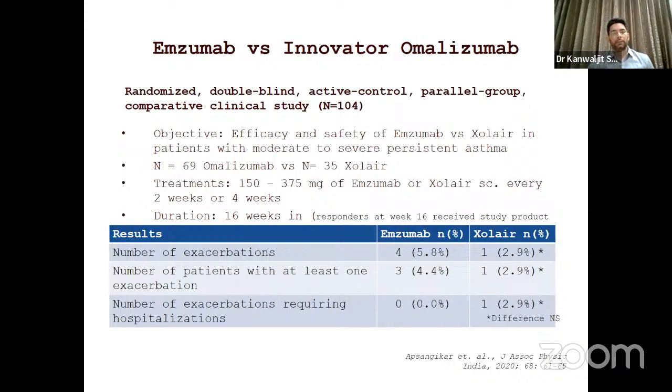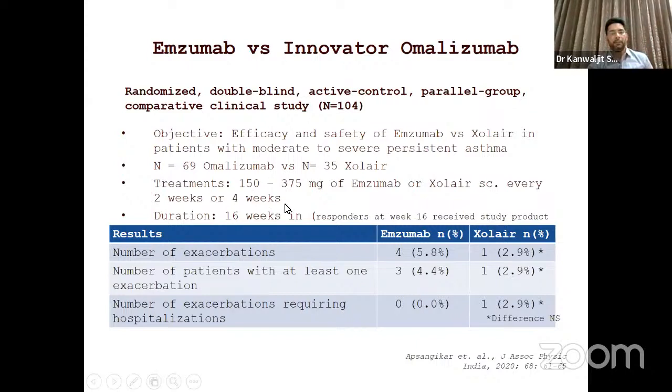So there was another study comparing Emzumab versus innovator omalizumab. Emzumab is a biosimilar of omalizumab. It was a randomized, double-blind, controlled study. Its objective was to compare the efficacy and safety of Emzumab versus Xolair in patients with moderate to severe persistent asthma. It was divided into two groups. The first was the Emzumab group, and the second was the Xolair group. 69 patients were included in the Emzumab group and 35 in the Xolair group.